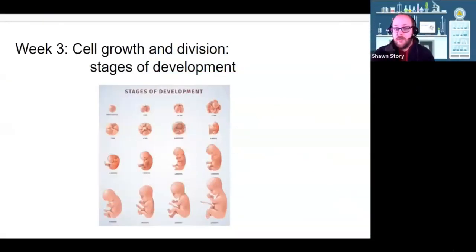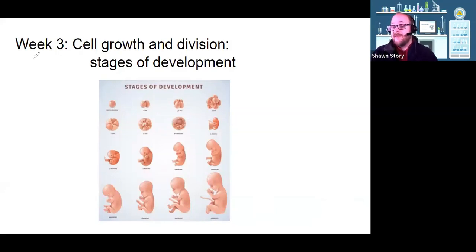All right, so we're on to week 3 of our Science for Healthcare Workers, and the topic for today is cell growth and division, stages of development. And we're really going to be looking at human development. And for me, this was actually the lesson I was most excited to teach about, because I feel it's also the topic that I know the most about.